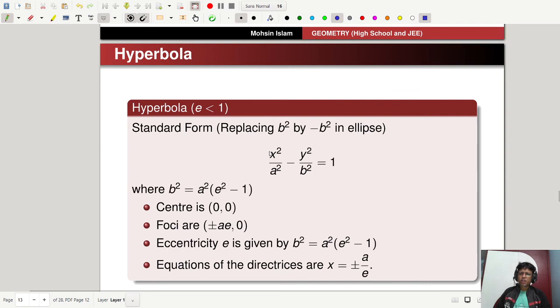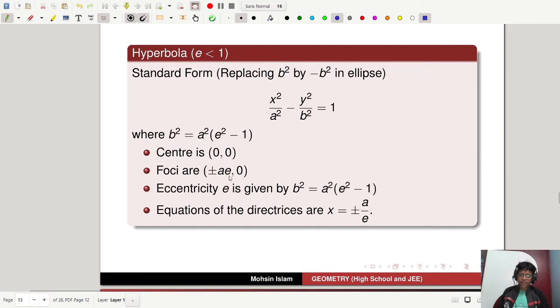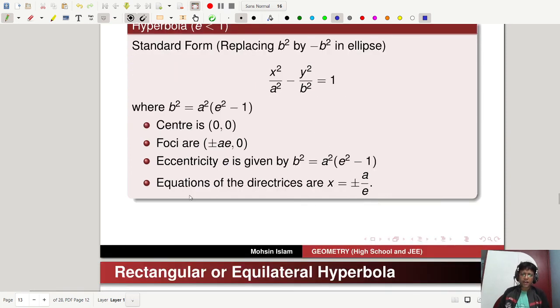And the equation: you have the results of the ellipse. You just replace b square by minus b square in the ellipse, and you will get the hyperbola. All the results will be for the hyperbola. So foci are the same, plus minus ae comma 0, and eccentricity is given by b square is equal to a square e square minus 1, because b square is replaced by minus b square. And the equation of the directrix is x equal to plus minus a by e.